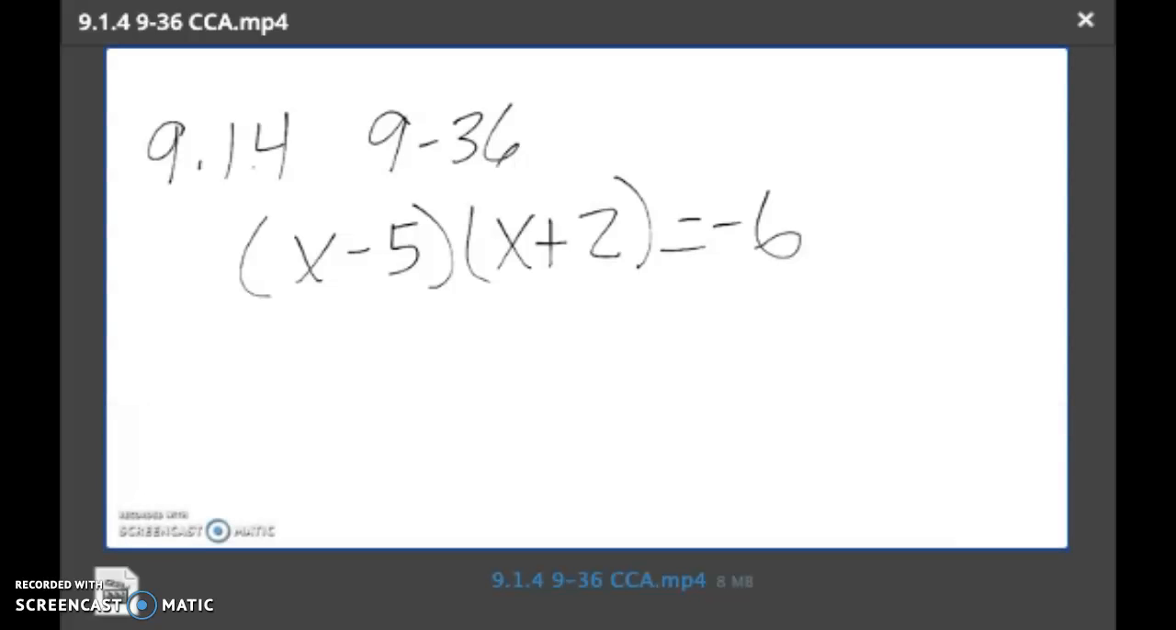This is lesson 914, problem 936. In this problem, we are supposed to solve, so that means solve for x to get our x-intercepts.